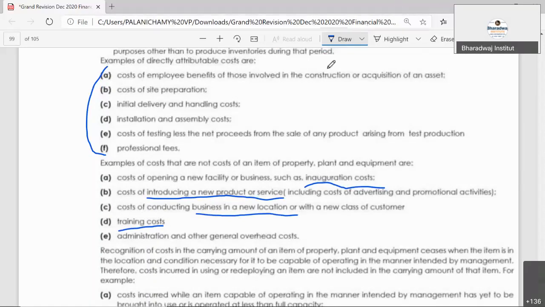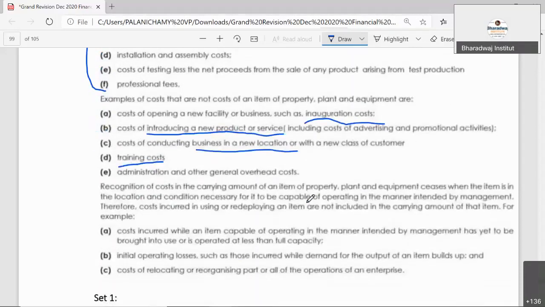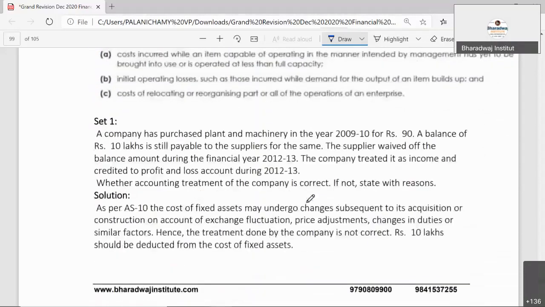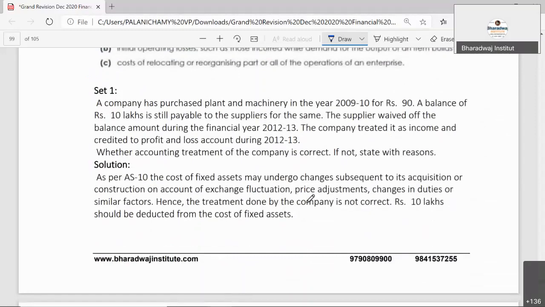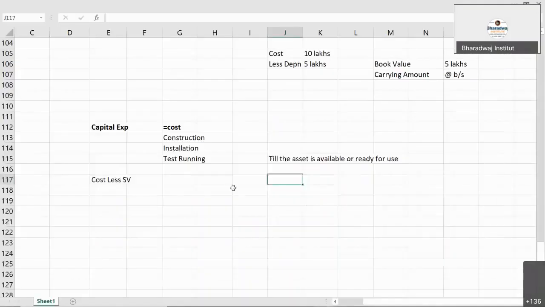Training cost should not be included. Administration and general overhead should not be included. So in this, what kind of question can be asked? The question that can be asked is: find out the cost of fixed asset.